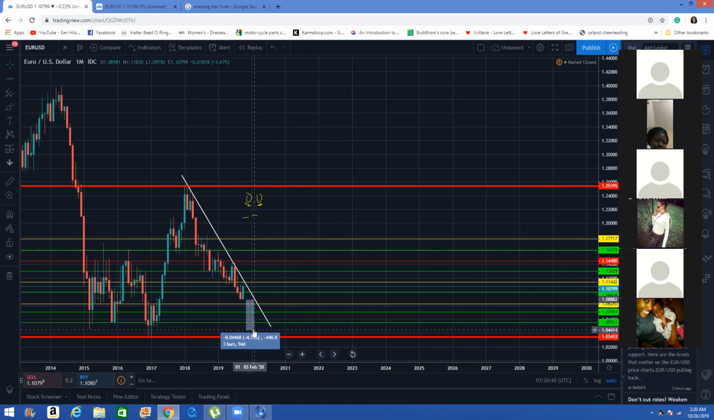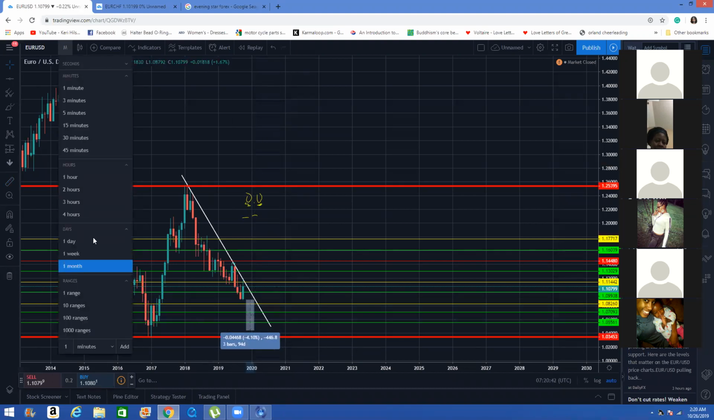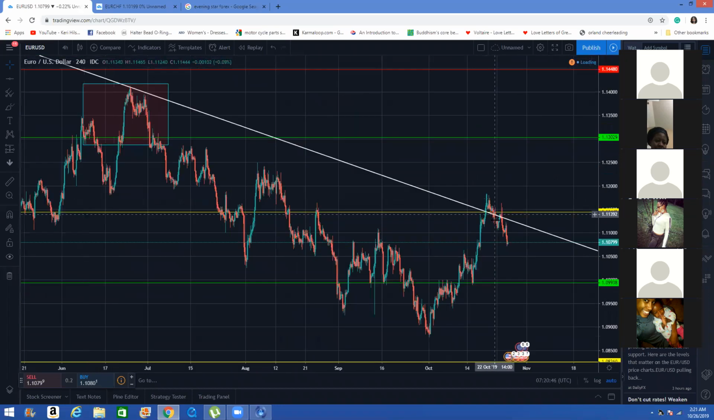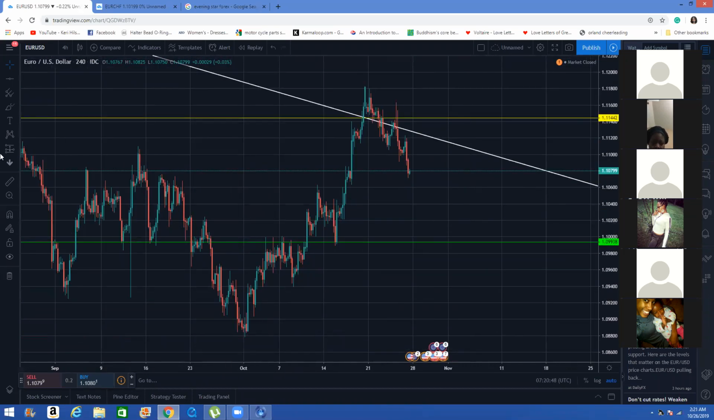Alright, so back I can go to the 4-hour chart now. What color should I use for this one? I'm going to use blue. Cool. Use a little turquoise. I'm going to use lavender. I use that for the 2 hours.